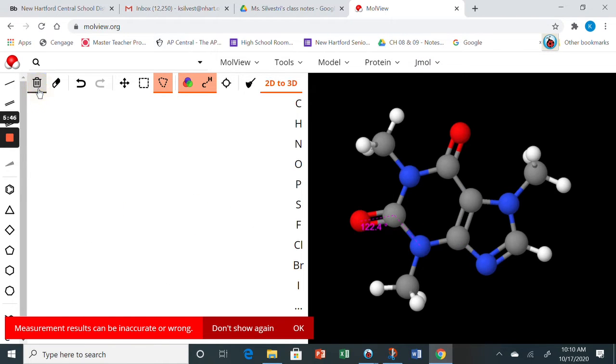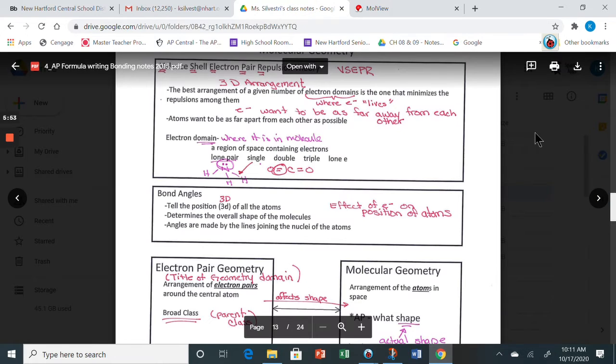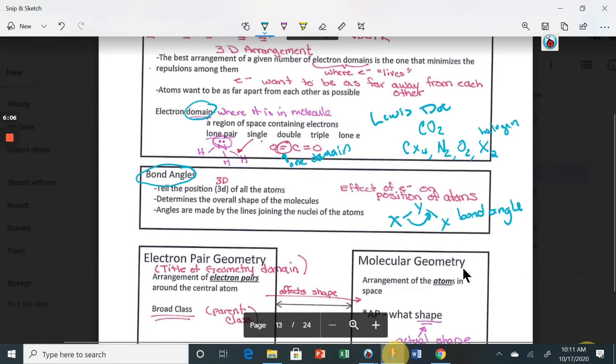And I'm going to clear this because we're going to use it in the future to do other drawings. Now, this just definitely determines the overall shape of the molecule, and you have to understand that the shape and the geometry and what's called a domain, an E-domain, are particular things. So we're going to look at it.